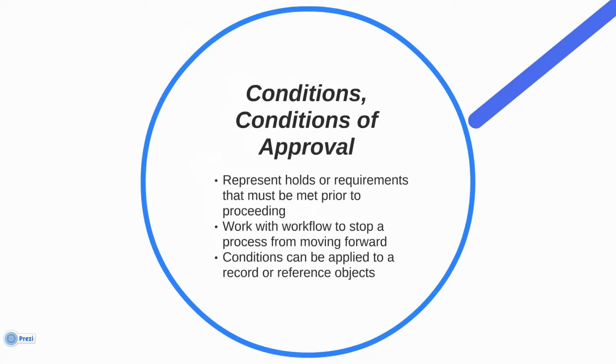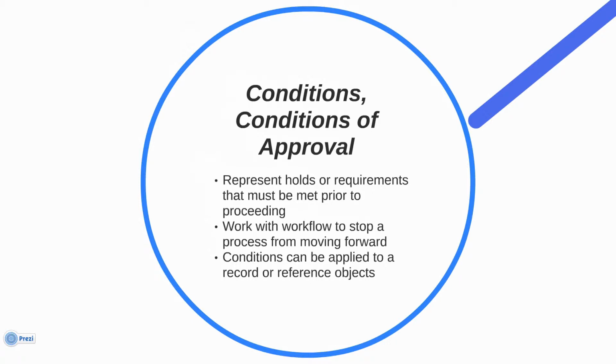And these holds can be applied to an individual record. They can be applied to reference data, which we'll talk about here in a minute. But in short, that means there could be a hold on an address or maybe a contractor. And when there's a hold on that address or contractor, that'll affect any records associated to that address or contractor. But that's conditions. And then conditions of approval are very similar, but just a little bit different.